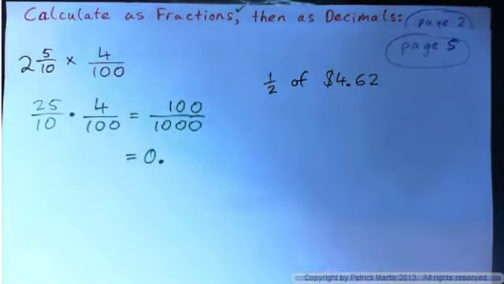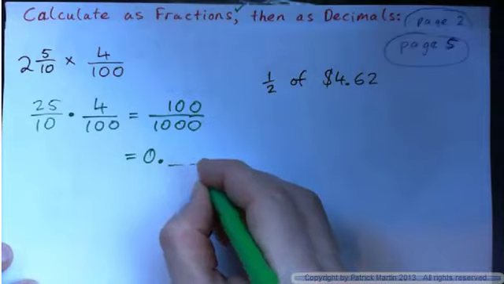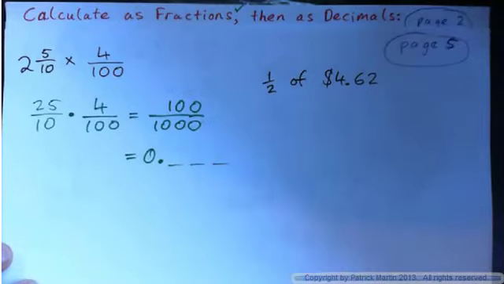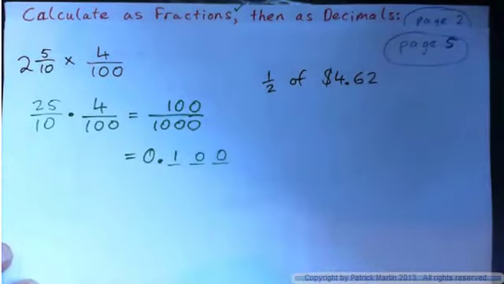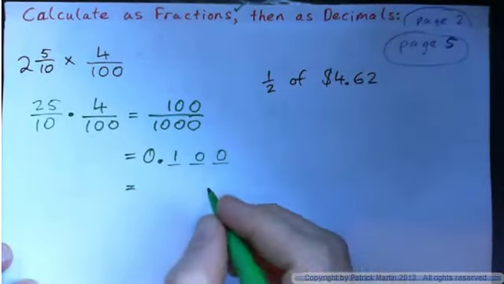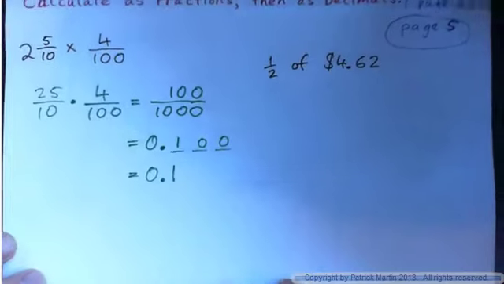What? 100 thousandths, right? So we've got tenths, hundredths, thousandths. So 0.100, 100 thousandths. And of course that can simply be written 0.1. Can't it? 0.1? Yep. Okay, so the answer should be 0.1.